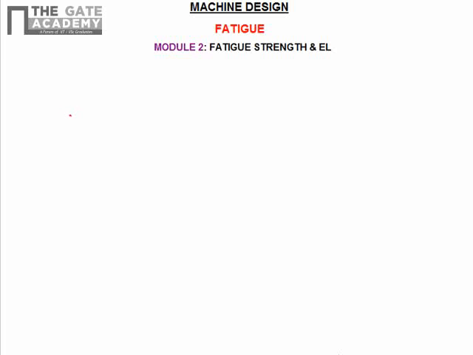In the first module, we have seen how to determine the endurance limit of materials, basically steel and other materials like aluminium. Statistical data is available which relates the endurance limit of a material to the ultimate tensile strength of the material.